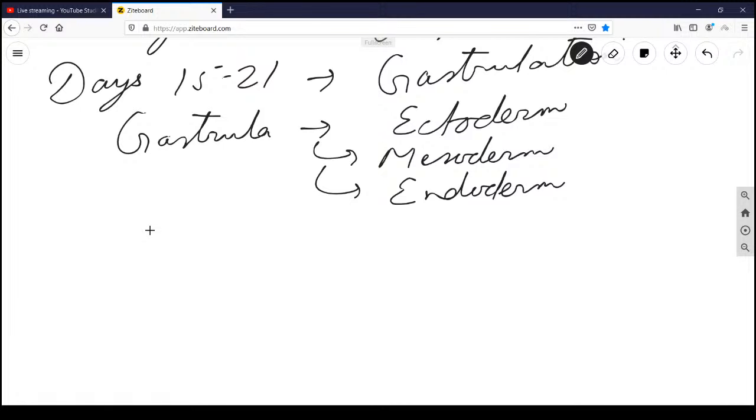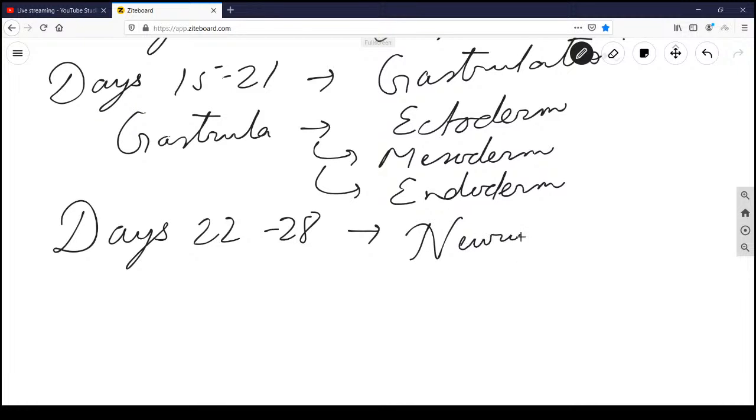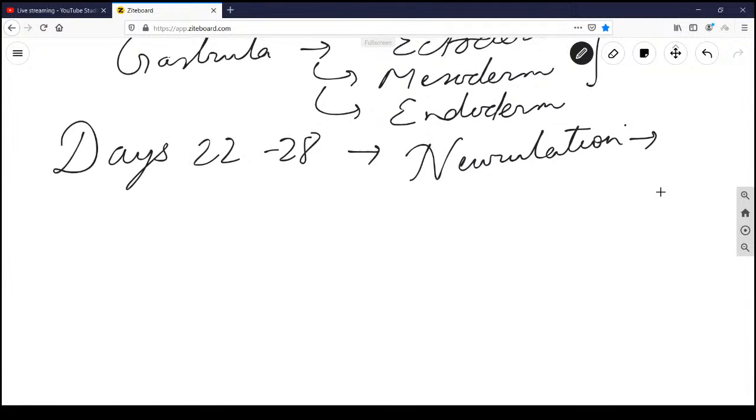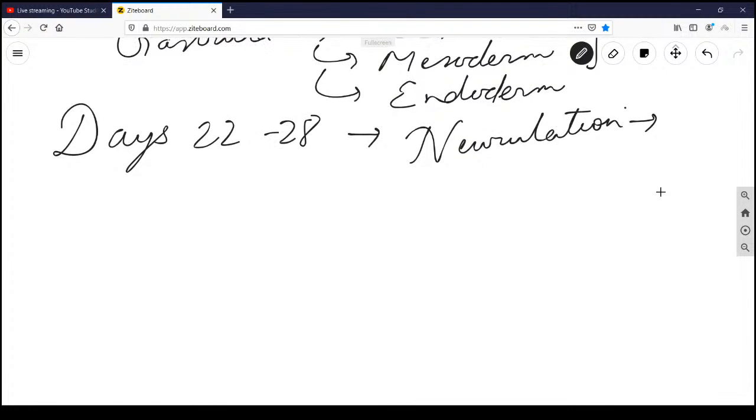After gastrulation, you have days 22 to 28. You have something known as neurulation. I'm just telling you the name so that you know the perspective of human development. You get the broader picture, because we are not going into details of gastrulation or neurulation. I'm just showing you the perspective of how we develop as a complete baby or fetus.